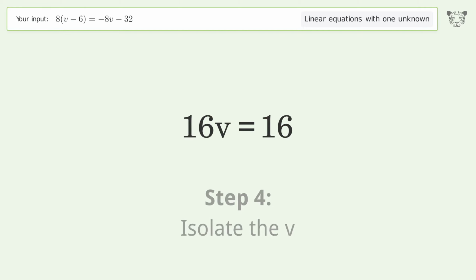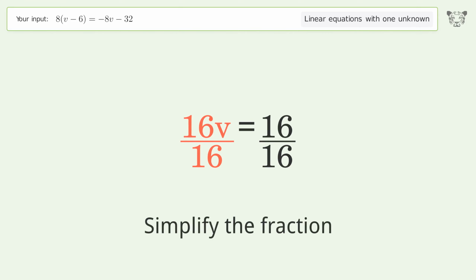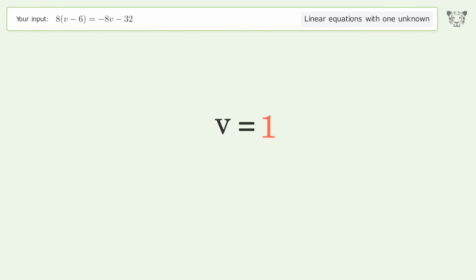Isolate the v. Divide both sides by 16. Simplify the fraction. And so the final result is v equals 1.